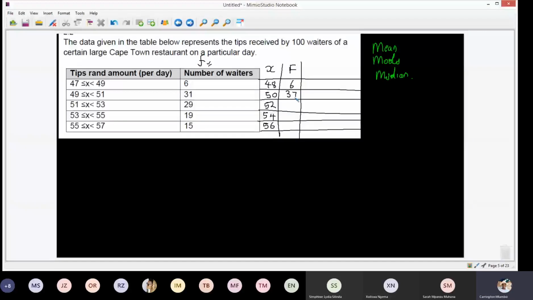Then 37 plus 29, we get 66. Then 66 plus 19, what do you get? 85. Then 85 plus 15, what do you get? 100. If you add your frequencies, you must get 100. Then the next thing is to find your fx, frequency times x. Okay, we should try. What is fx?